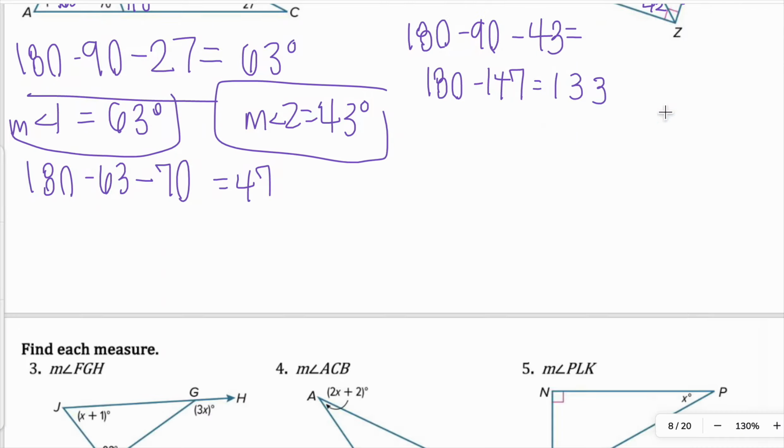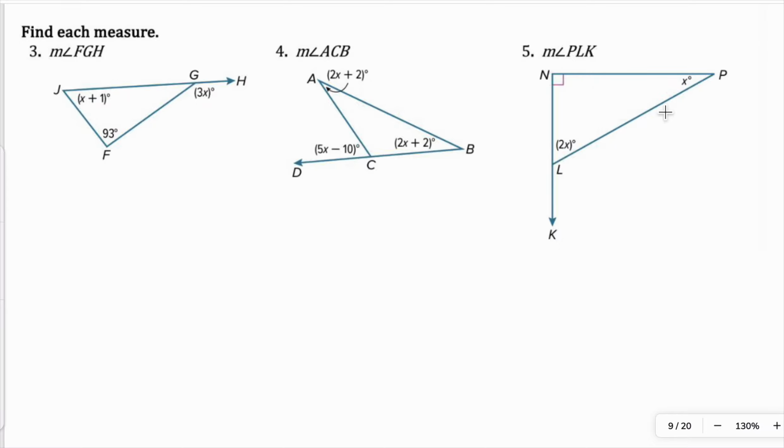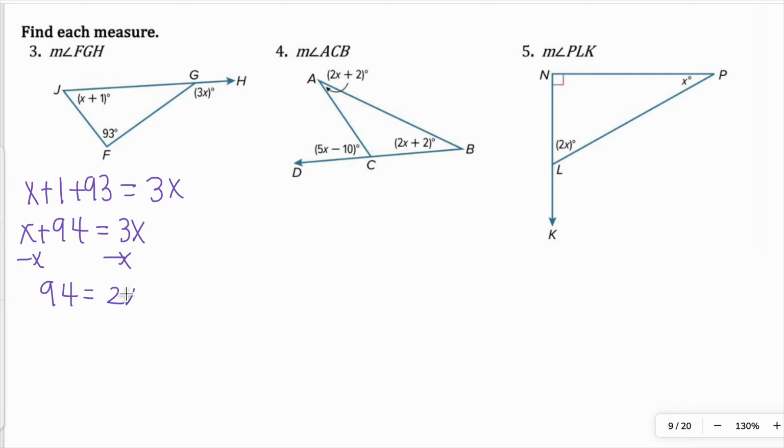Okay. Next up, we're finding the measure of each of these. For number 3, we are learning about the exterior angle. So that means if I add my two non-adjacent angles, x plus 1 plus 93, I can set it equal to my exterior angle. So this is going to give me x plus 94 is equal to 3x. Or if I subtract x from both sides, I'm going to get 94 is equal to 2x. So that means x has to be 47.